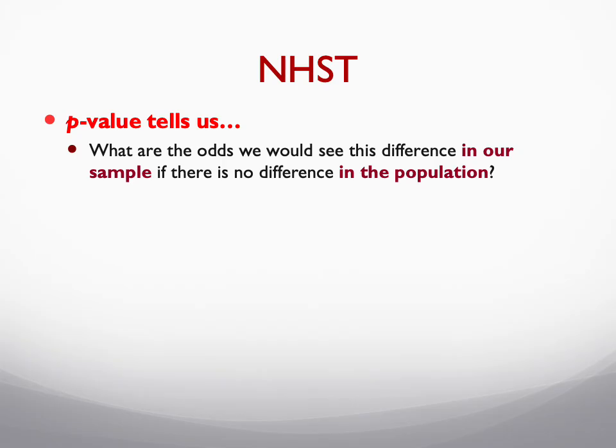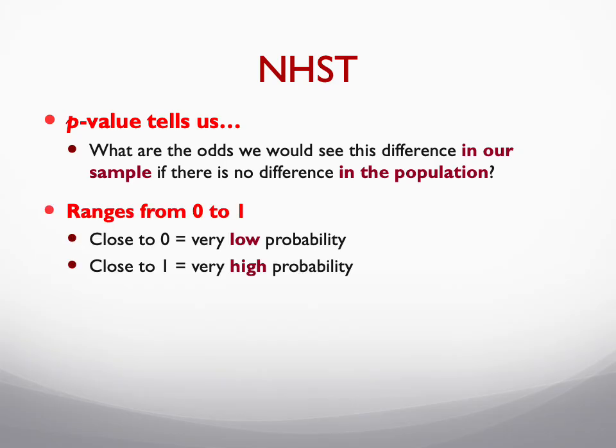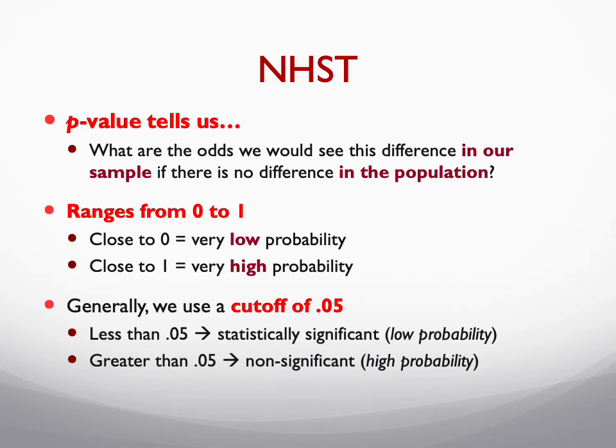And just recapping all of this again, the p-value is what's going to lead us to make that decision. Which world do we live in? The p-value, again, what are the odds we would see this difference in our sample if there was in fact no difference out there in the population? The score ranges from 0 to 1, exactly as we looked at before, close to 0 meaning a very low probability I live in that world, close to 1 meaning a very high probability that I live in that world.